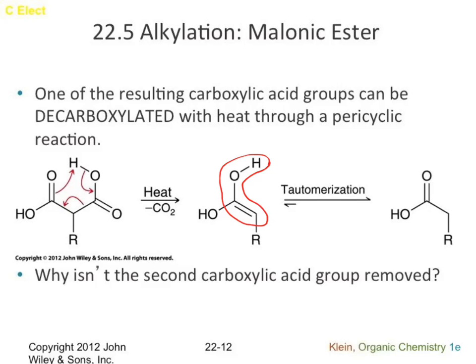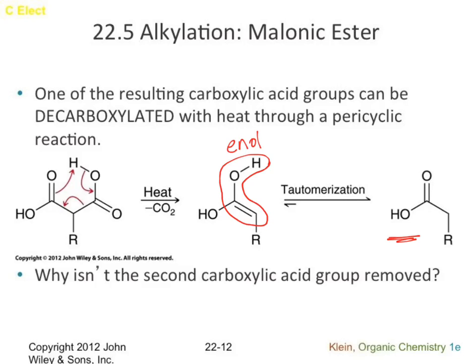What is special about what I just circled? That is known as an enol. That enol can tautomerize and take us back to the carboxylic acid. Okay? So we're taking advantage of multiple forms of chemistry in this reaction to go through and set us up.